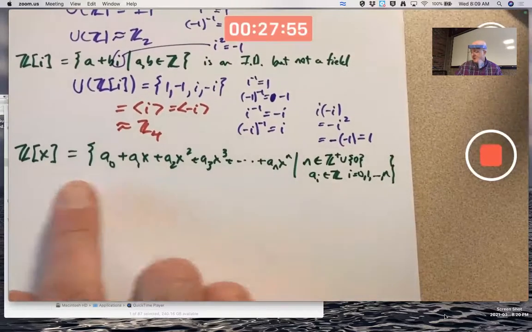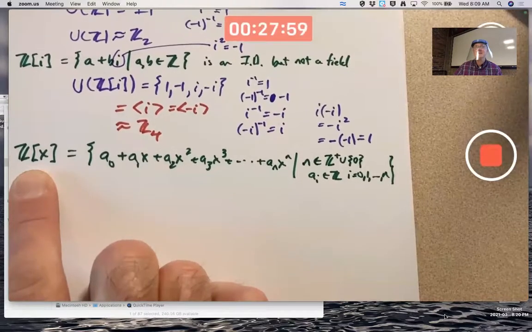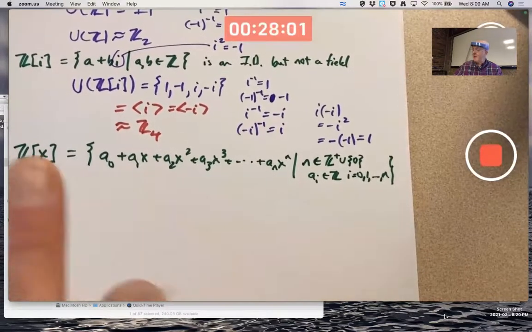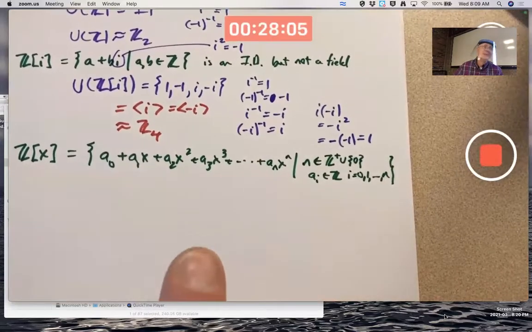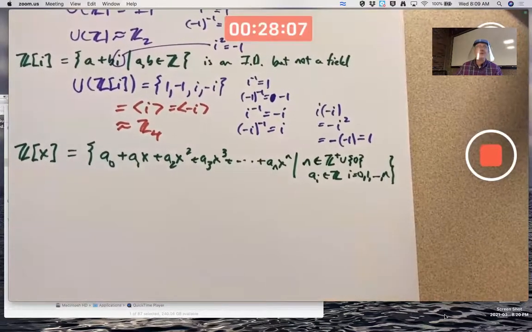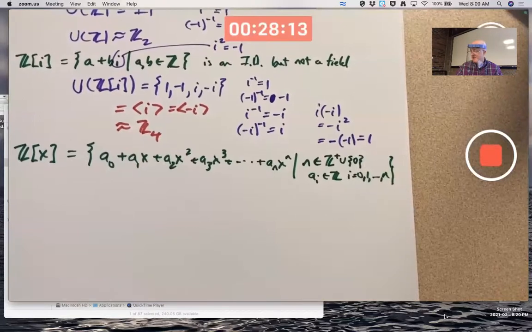I could allow real coefficients. I could consider R[x] instead of Z[x]. But now we're thinking about addition of polynomials and multiplication of polynomials, whereas in linear algebra, you don't think about multiplying polynomials. This is a ring, in fact, a commutative ring with unity.